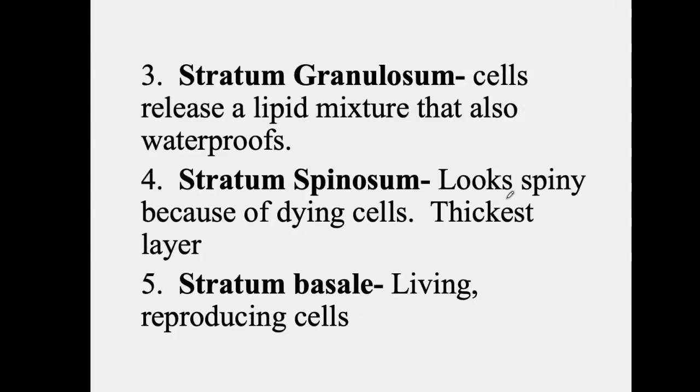3 is stratum granulosum. The cells release a lipid mixture that's also going to be waterproofing. It's that layer in the picture that stains more darkly. Stratum spinosum, I explained to you, are spiny because these cells are dying, and it's really the biggest layer of all of them. And then the basal layer, which are the living, reproducing cells that are undergoing mitosis, dividing and pushing up through that epidermis.